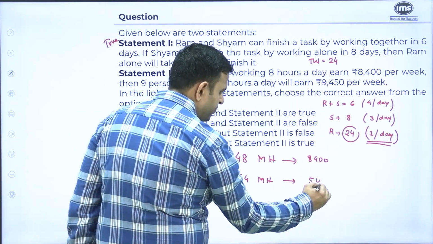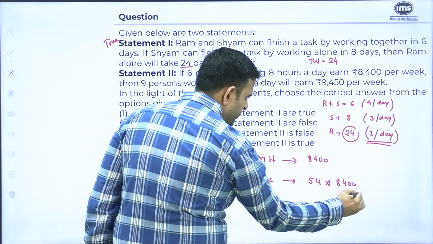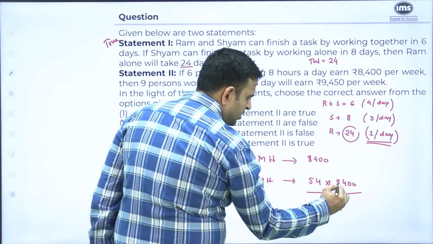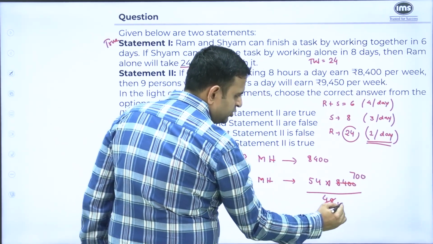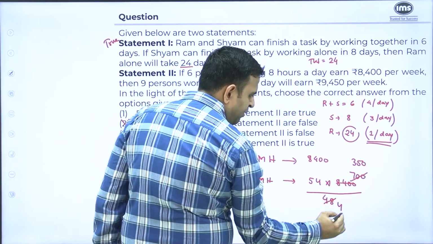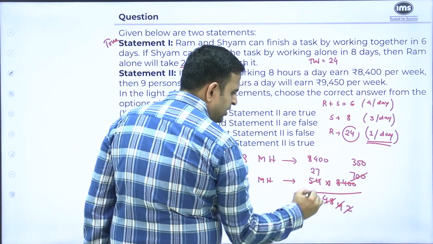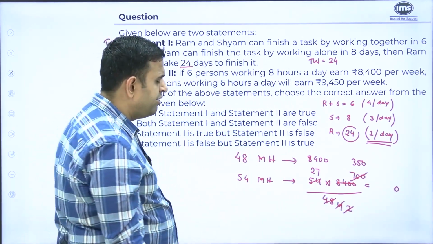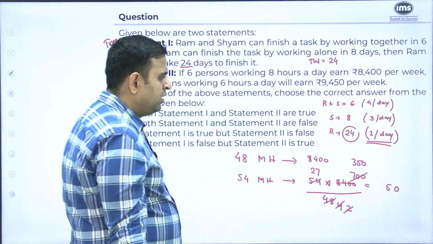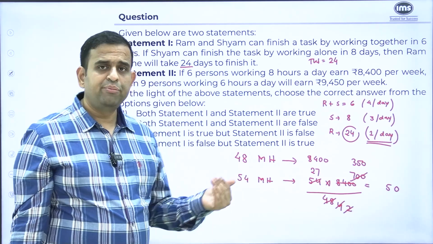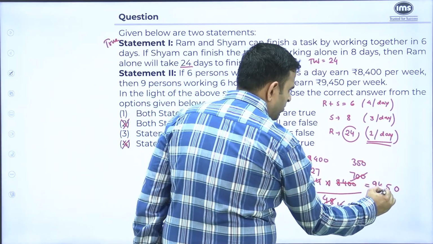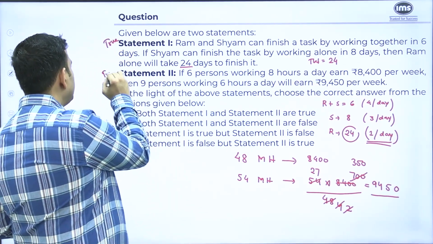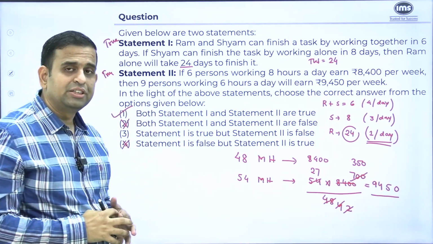So 54 into 8400 divided by 48. Then I can say 12 fours are, this is 700. Then this is going to be 2 times 350, 2 times 2, this is 27. 0 in the end, 27 5s are, one can say, nothing but 135. So 5 with a carry of 13. 27 3s is 81. 81 plus 13 becomes 94. So 9450. So which is true, which means statement number 1 and 2, both of them are true. So option number 1 is the required answer for this particular question.